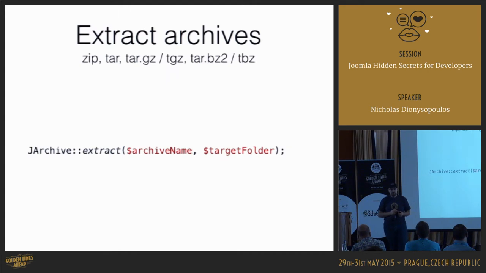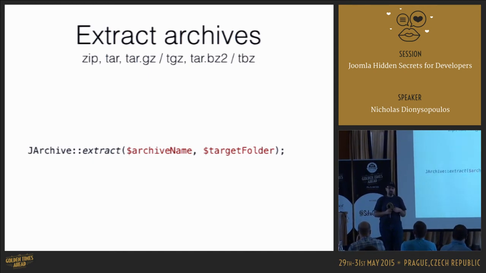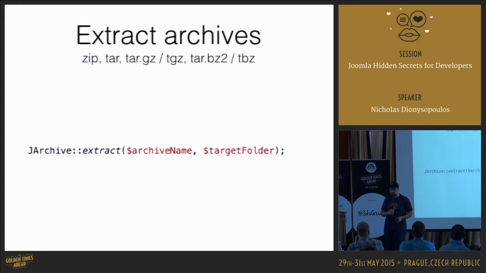And of course, if you have a zip archive or a tar, tar.gz, tar.bz2, basically any kind of archive that the Joomla installer supports, you can extract it on your server without having to write your own unarchivers. And this can be done with JArchive extract. This code is also used in the Joomla Extensions installer if you're brave enough to dive into that code.